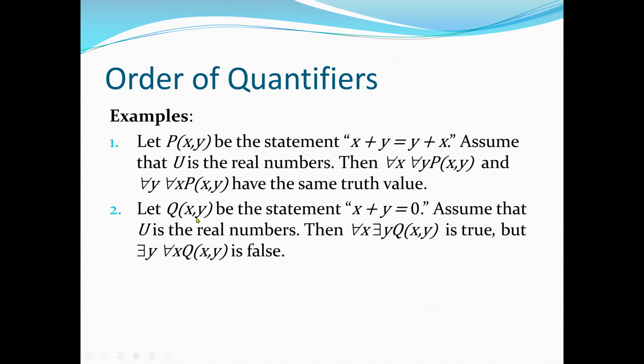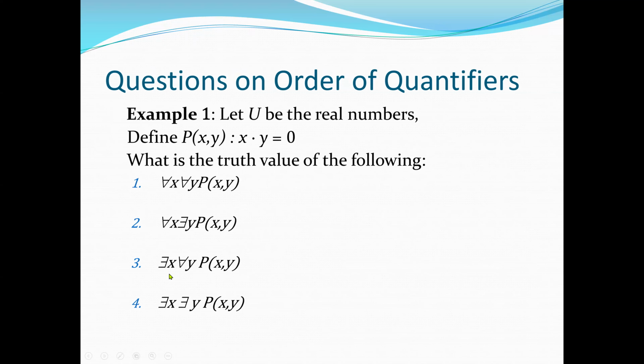Now we say let Q(x, y) be the statement that x plus y equals 0. Here we are assuming that U again is the real numbers. Then for all x there exists y, Q(x, y) is true, but there exists y for all x, Q(x, y) will be false, because we know not all the y.